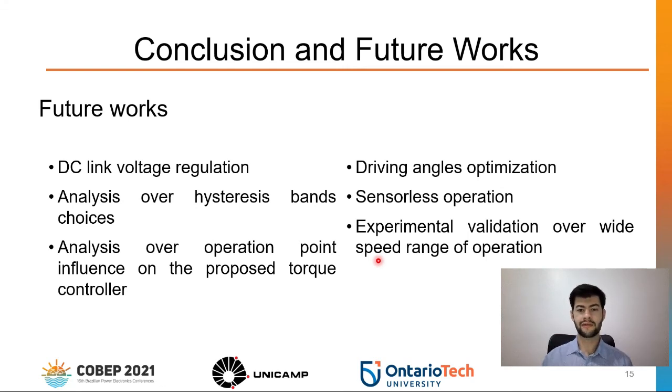So, this research could develop in many different directions. For example, we could make a DC-link voltage regulation to determine which voltage would be applied to the SRM according to the operation point. Also, a broader analysis could be made about the hysteresis band choices and about the operation point influence over the proposed torque controller. The driving angles could be optimized, and some sensorless operation could be employed to make the proposed system more suitable for the automotive and aerospace industry.